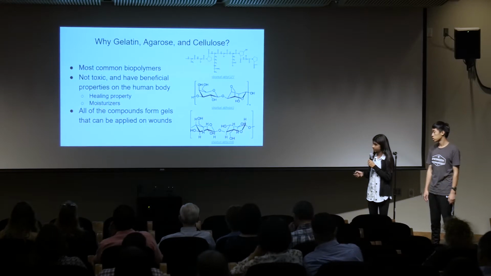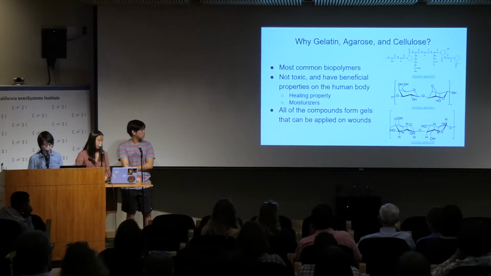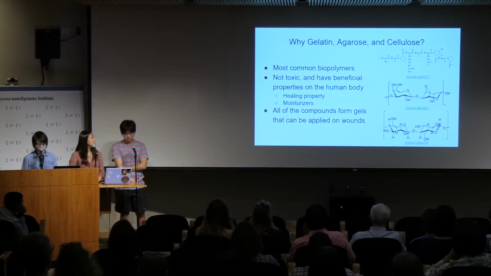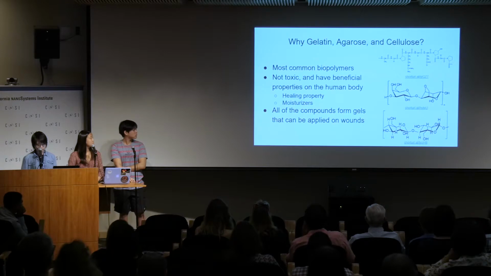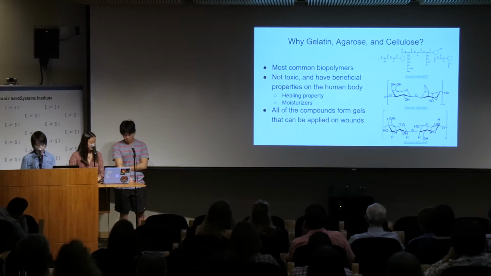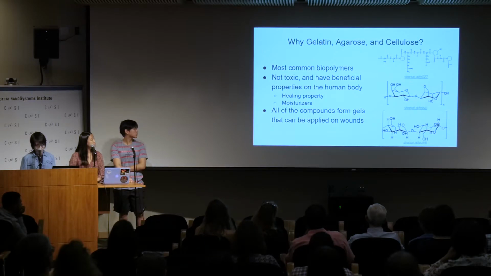So why did we choose gelatin, agarose, and cellulose for our experiments? First reason is that they are three very common biopolymers. We can find them in the market easily. Second reason is that they are not toxic and have beneficial properties for the human body. For example, gelatin contains healing properties and induces skin cell growth when applied. Agarose and cellulose are moisturizers and are compatible with the human body. The last reason is that all of them form gels that can be applied on wounds.